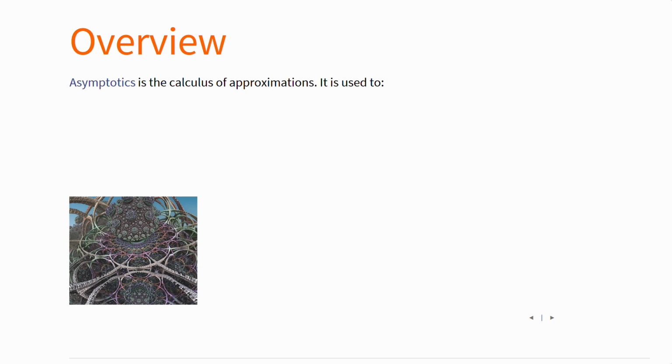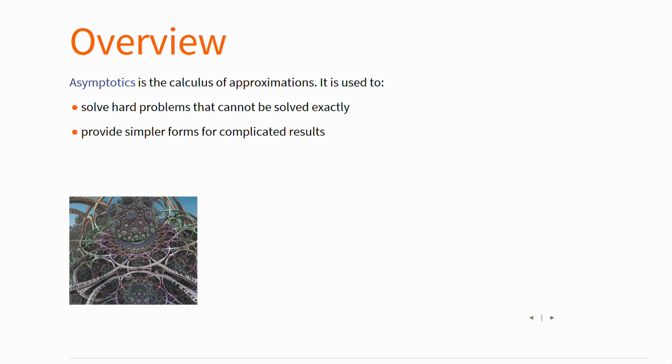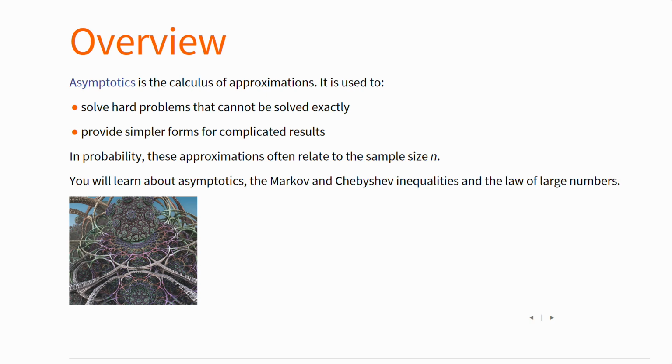In a word, asymptotics. Asymptotics is the calculus of approximations. It's used to solve hard problems that cannot be solved exactly and provide simple forms for complicated results. In probability, these approximations often relate to the sample size n. You'll learn about asymptotics, the Markov and Chebyshev inequalities, and the law of large numbers.